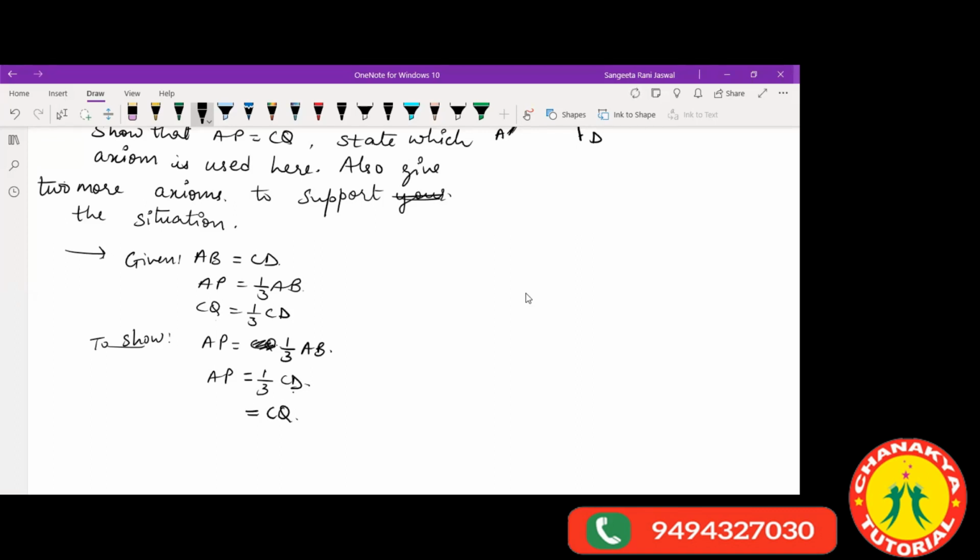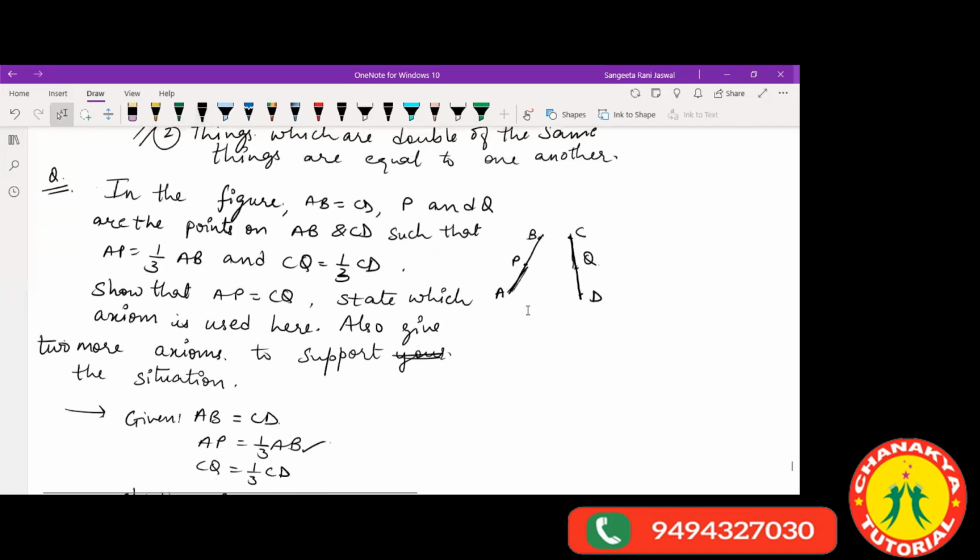One third of AB is already given to us, no? This is given to us. Ma'am, can you show the figure once again? Just a second. I haven't reached the conclusion. Okay, AP is equal to 1/3 of AB. This is given. CQ is 1/3 of CD. That is also given.